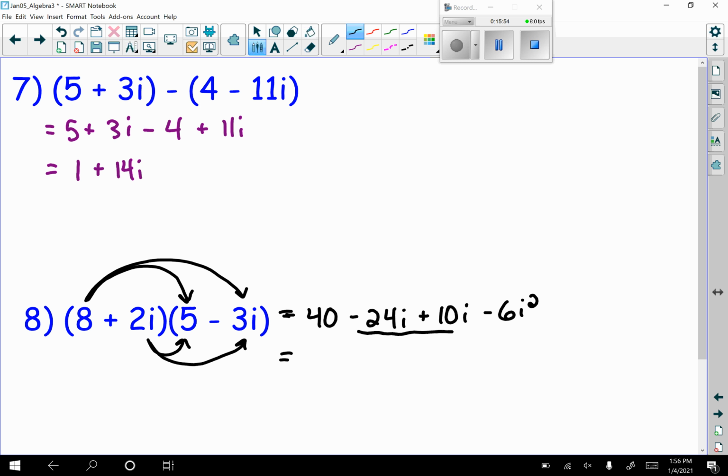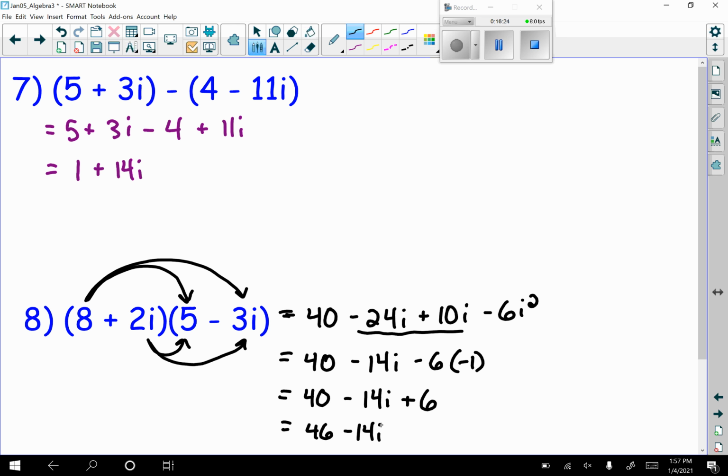I can combine my two middle terms, so I still have the 40. Negative 24i plus 10i will become a minus 14i. And then over here, I get a negative 6 times a negative 1. Or if you remember what I said, the i squared is going to turn the negative 6 to its opposite. So you didn't have to write this step here. We could have just said 40 minus 14i plus 6. Now I can add the 40 with the 6, so we get 46 minus 14i.